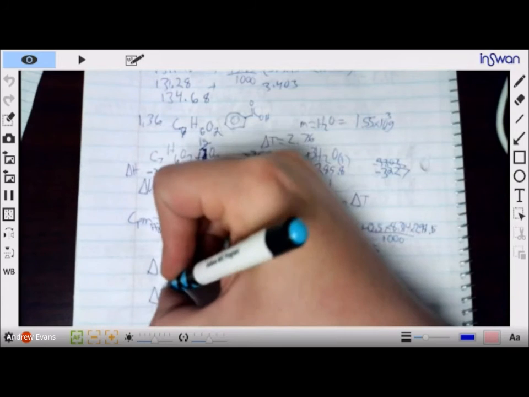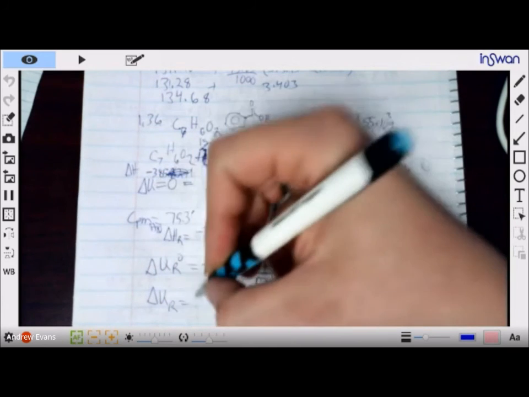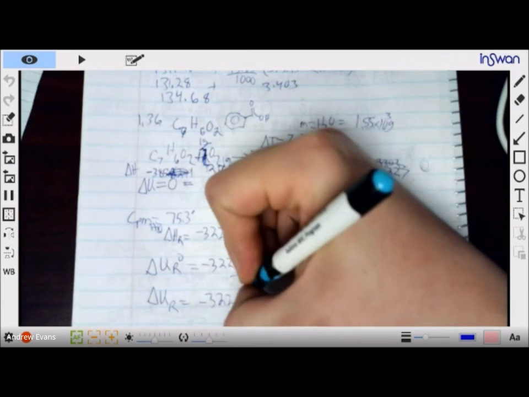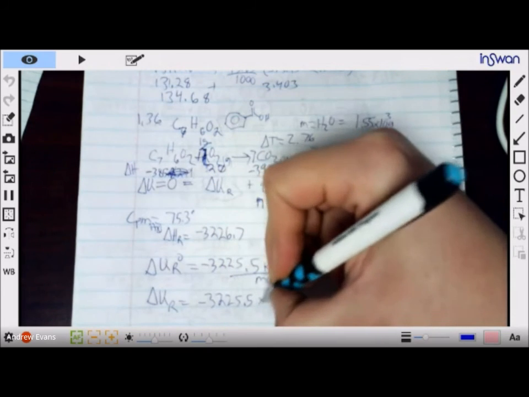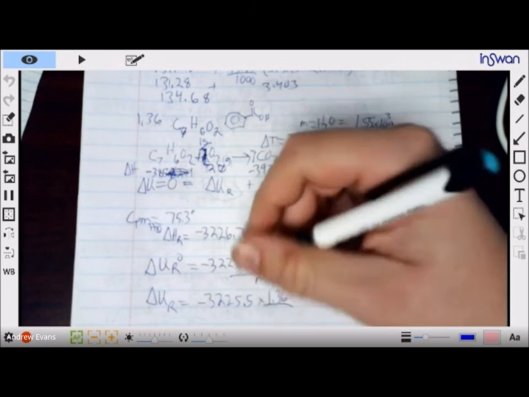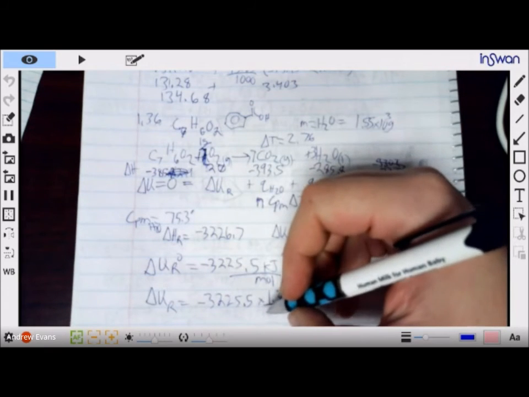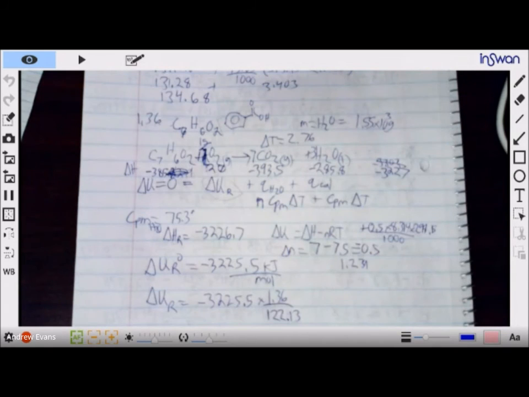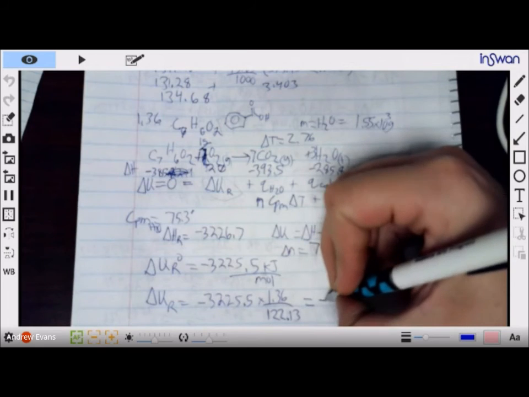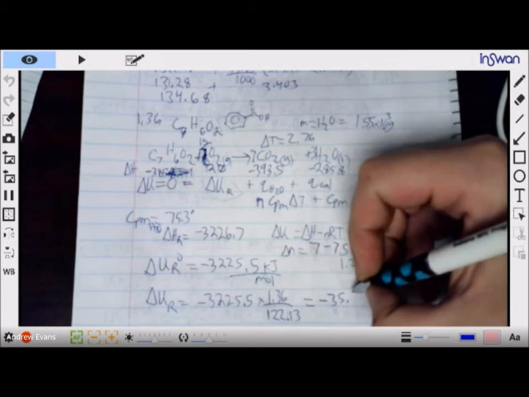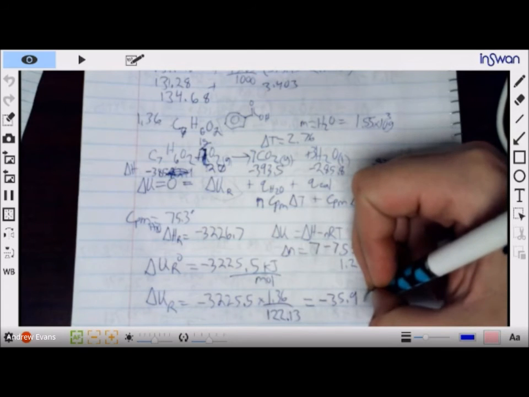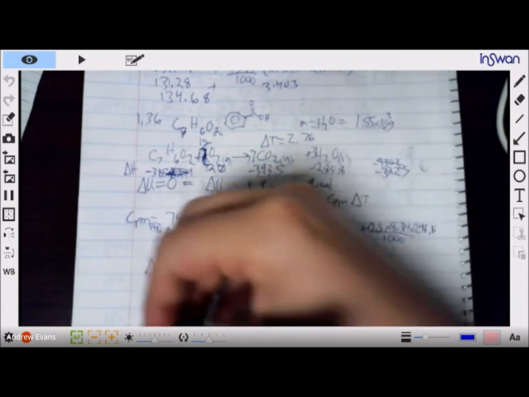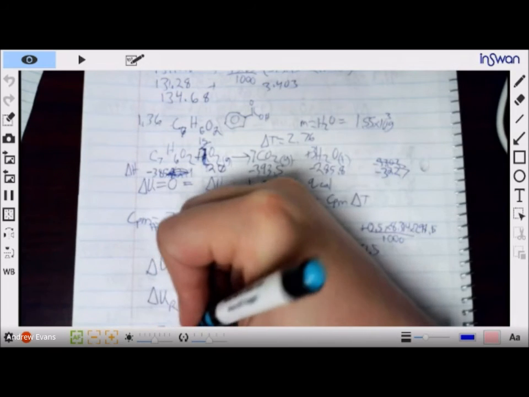So delta U for the actual reaction would be our negative 3,225.5 times 1.36 grams divided by the molar mass of benzoic acid, which is 122.13. So that would be, all said and done, negative 35.9 kilojoules. Okay, so negative 35.9 kilojoules.